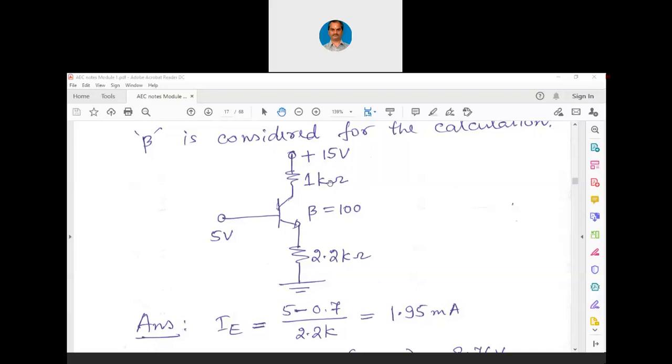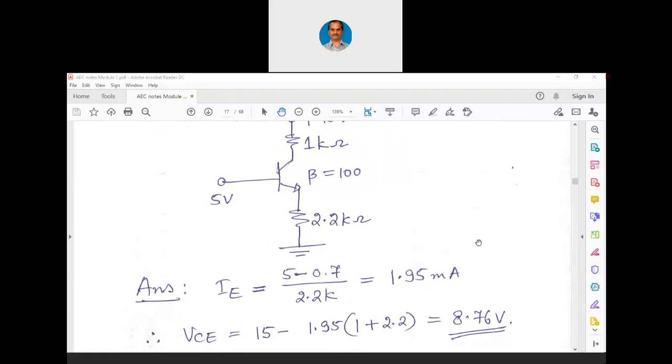Now emitter current is the same as the collector current. So VCE equals 15 minus 1.95 into (1 plus 2.2). The K and milli I am not writing here because anyhow they are going to get cancelled. So 15 minus 1.95 into (1 plus 2.2) is 8.76 volts. So this is the Q point, 8.76 volts and 1.95 milliampere.